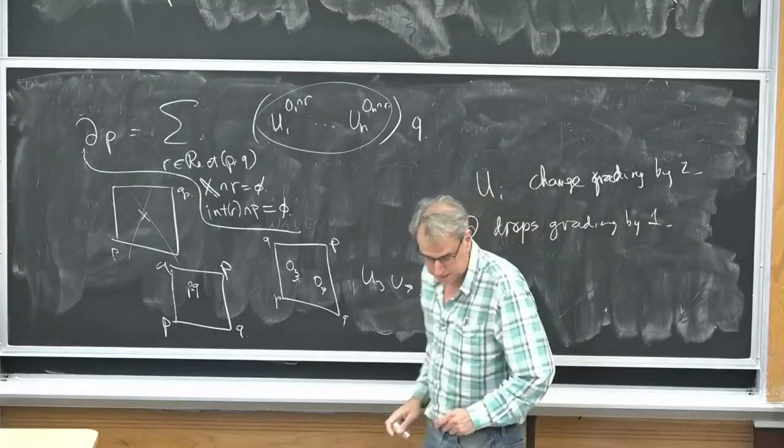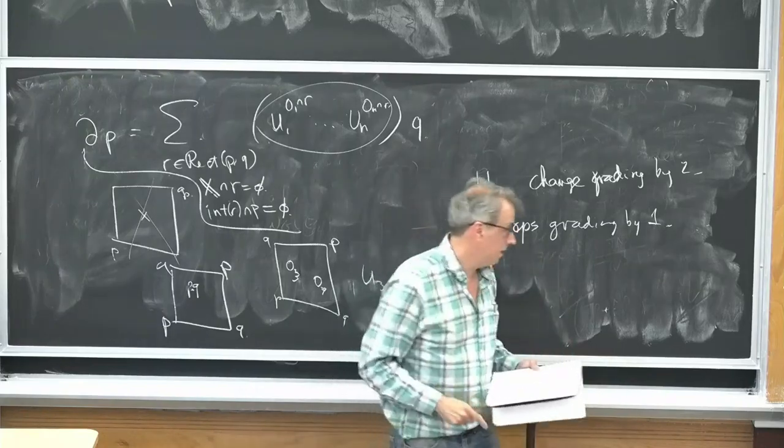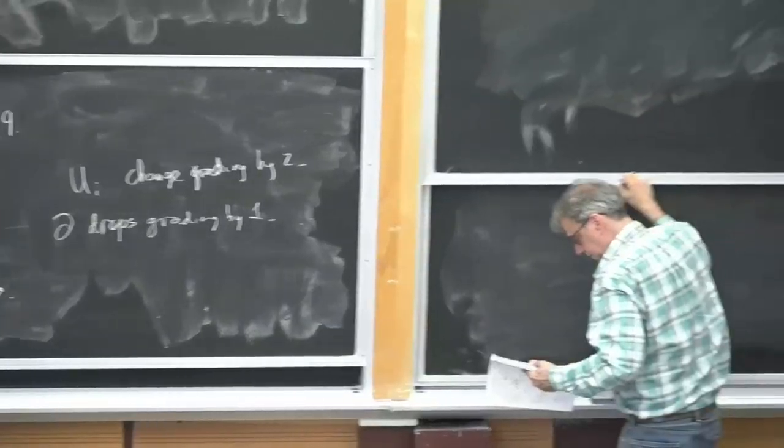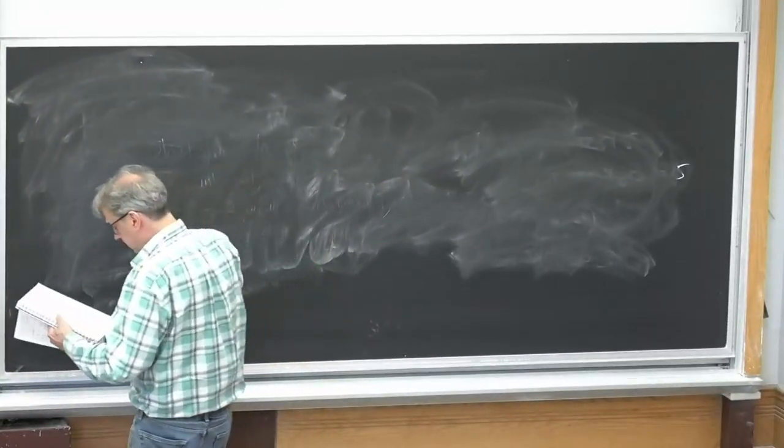Okay, so now let me define another grading, which is like a winding number, called the Alexander grading.